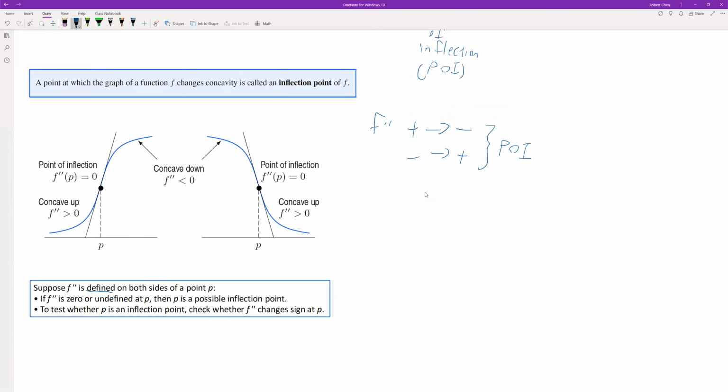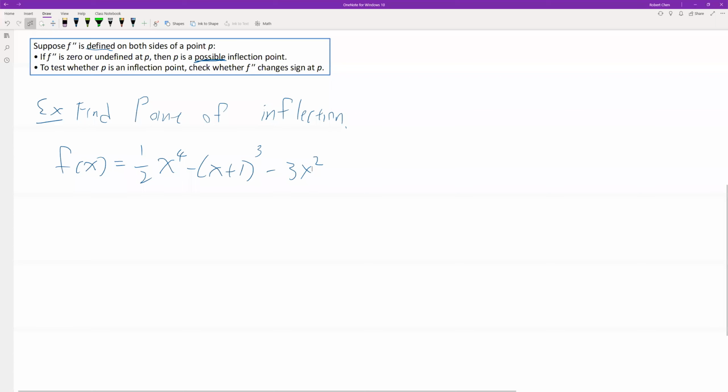So suppose f double prime is defined on both sides of point P. If f double prime is 0 or undefined at P, then P is a possible inflection point. Notice that here it says possible. It's not definitely an inflection point just yet. To test whether P is an inflection point, we need to check if f double prime changes sign at P. So very similar to critical point, but instead of the first derivative, we are looking at the second derivative.